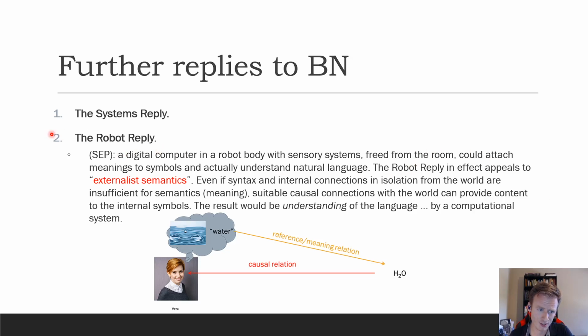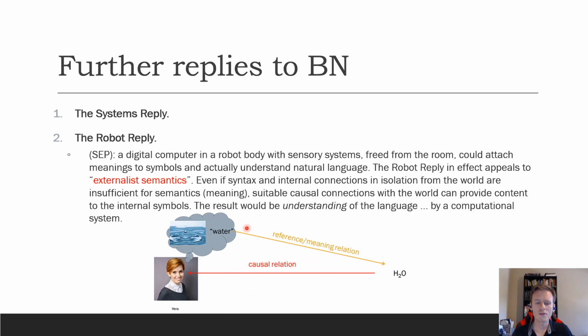So there are further responses to the Chinese room argument, and therefore responses to biological naturalism. One is the robot reply to the Chinese room argument. This is from the Stanford Encyclopedia of Philosophy. The robot reply states that a digital computer in a robot body with sensory systems, freed from the room, could attach meanings to symbols and actually understand natural language. The robot reply, in effect, appeals to externalist semantics, and that's what we saw several times before. Even if syntax and internal connections in isolation from the world are insufficient for meaning, suitable causal connections with the world can provide content to the internal symbols.